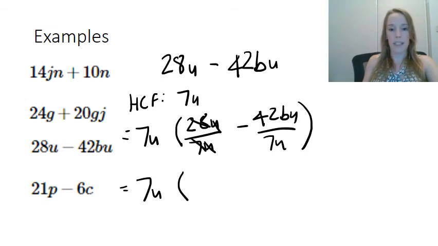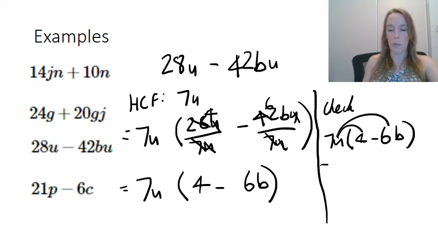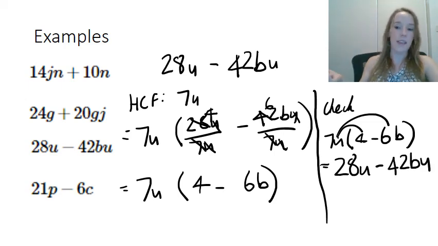So 28 divided by 7 is 4. U's will cancel. 42 divided by 7 is 6. So on this side we're left with 4 take 6b. And that's our answer. But we always check, and we're going to expand that back out to make sure we got the correct answer. So using our claw, we're going to apply it to everything. 7 times 4 is 28u. Take 7 times 6 is going to give us 42bu. And that's what we started with, so we know our answer is correct.